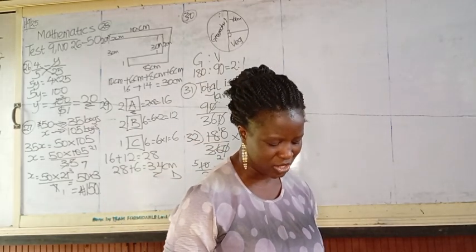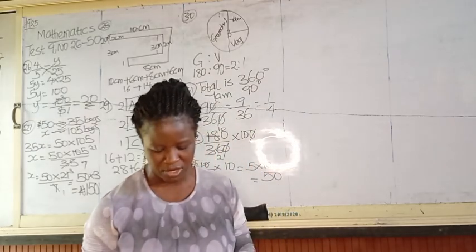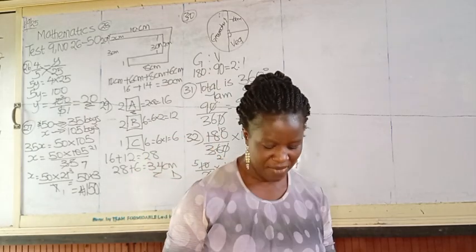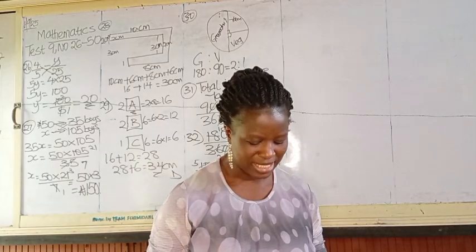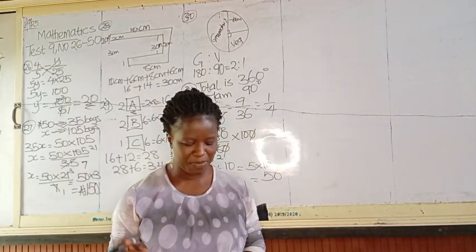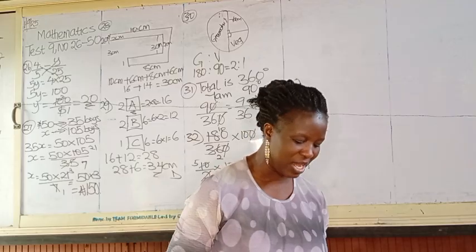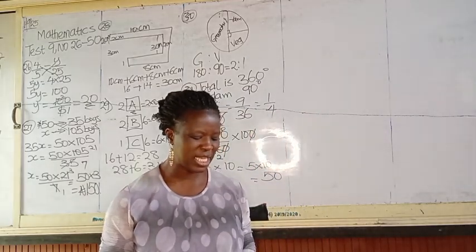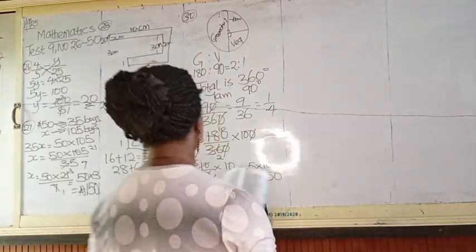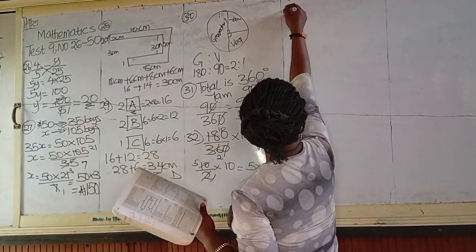So the next question is number 33. It said the perimeter of the room is 22 meters. If the length of the room is 6.5 meters, what is its width? The perimeter of the room is 22 meters. If the length of the room is 6.5 meters, what is its width?